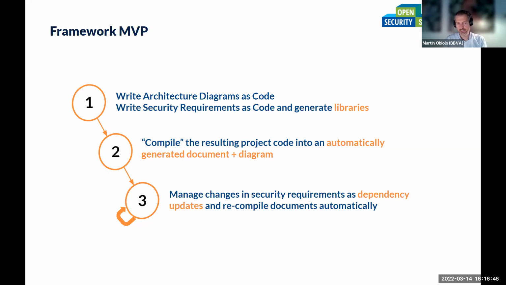And last, but not less important, we will manage changes in security requirements because this will happen. We will have changes as time passes. Some security requirements will change, and we will manage those as dependency updates. This means we will be able to recompile the projects that we created earlier and to detect changes in security requirements, to notify automatically project owners and technical leads. So everything is more automated and managed in a better fashion than with old-fashioned document libraries stored in a folder, right?